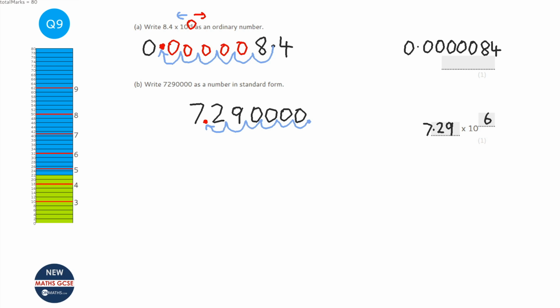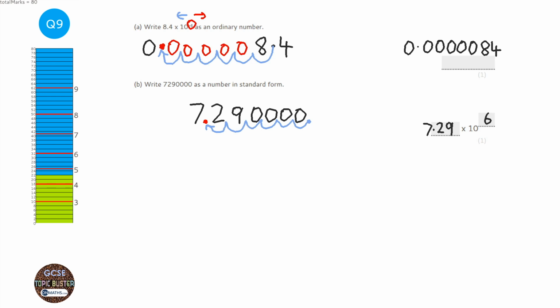On the previous one, we had a small number, 0.00000084. I don't know if I said the amount of noughts that were there, and you can see that the power in the question was negative. So negative power of 10 is really small number, positive power of 10, really big number.